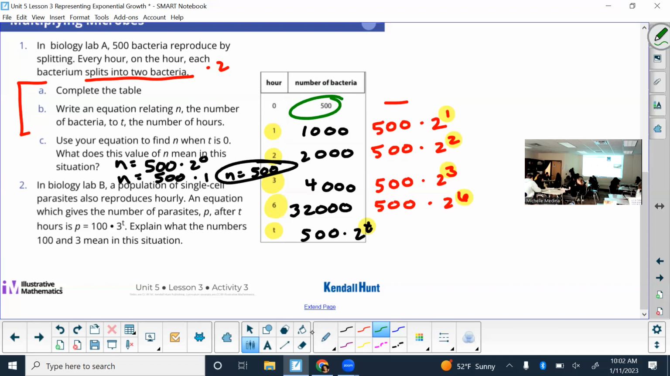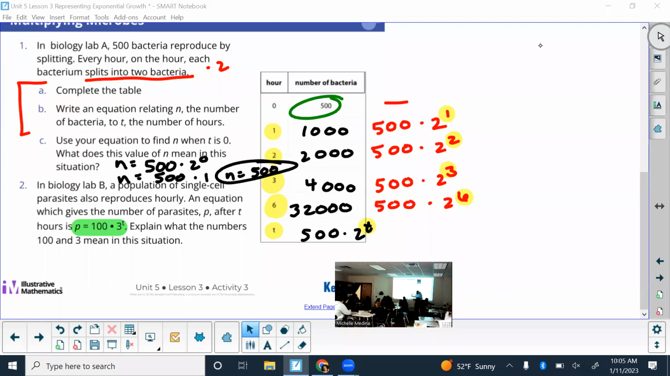So now apply what we just figured out for what each represents to this equation. So this is biology lab B. They have a population of single-cell parasites also reproducing hourly. Explain what the number 100 to the 3rd would mean in that situation. So look at it in your groups. Come to an agreement. What does 100 represent? What does the 3 represent? And be prepared to share. This time the reporter will be whoever's name is closest to the end of the alphabet.